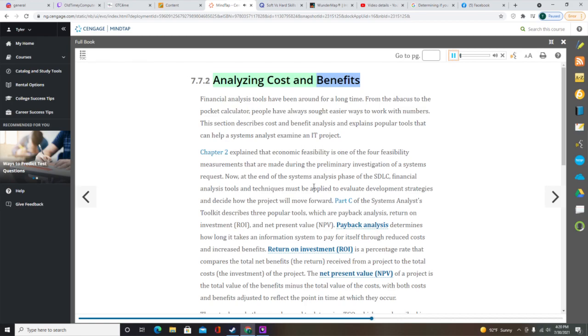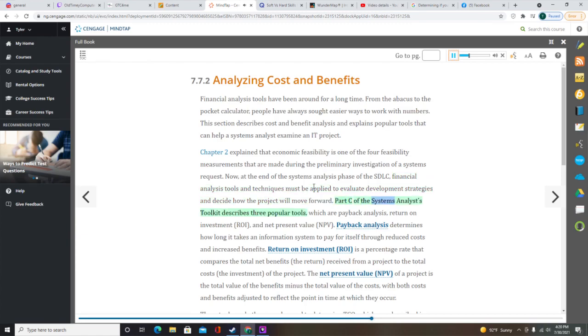Analyzing costs and benefits. Financial analysis tools have been around for a long time. From the abacus to the pocket calculator, people have always sought easier ways to work with numbers. This section describes cost and benefit analysis and explains popular tools that can help a systems analyst examine an IT project. Chapter 2 explains that economic feasibility is one of the 4 feasibility measurements that are made during the preliminary investigation of a systems request. Now, at the end of the systems analysis phase of the SDLC, financial analysis tools and techniques must be applied to evaluate development strategies and decide how the project will move forward.